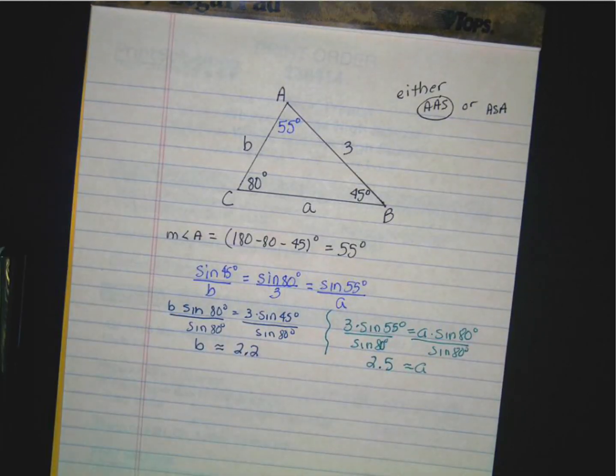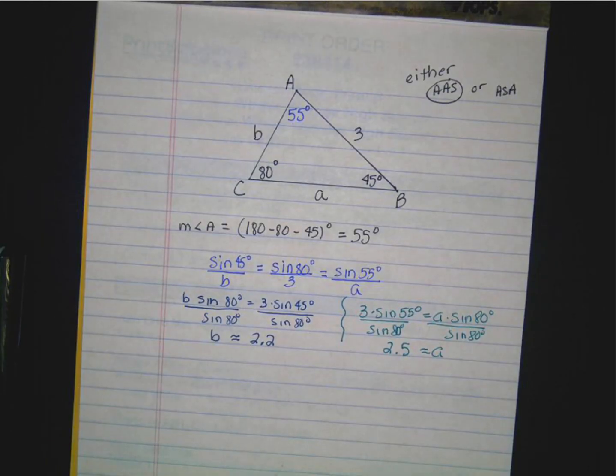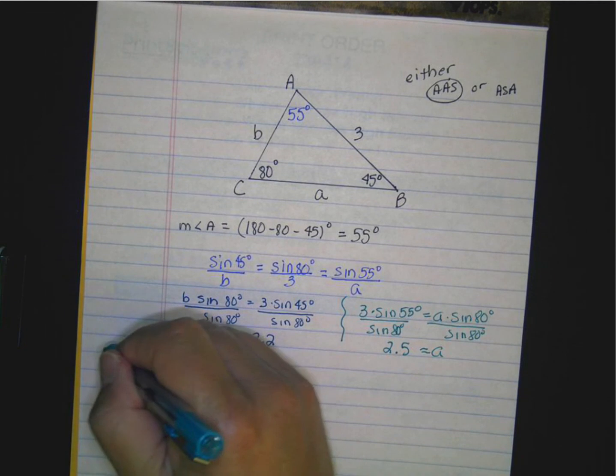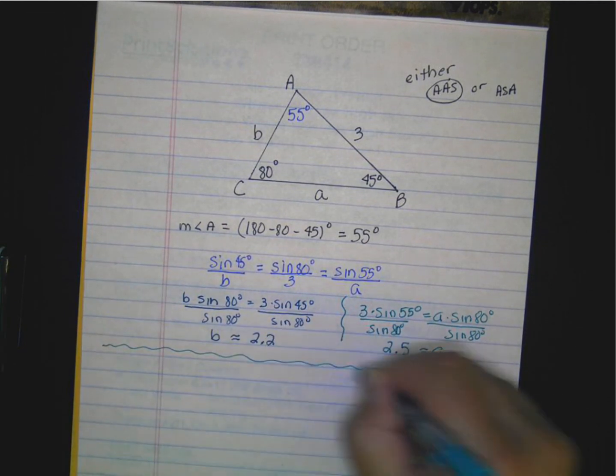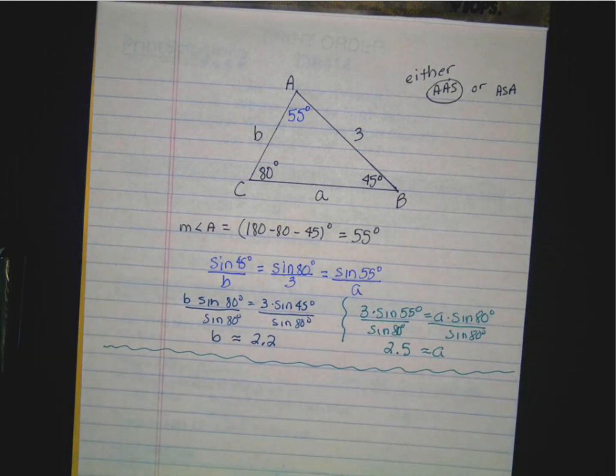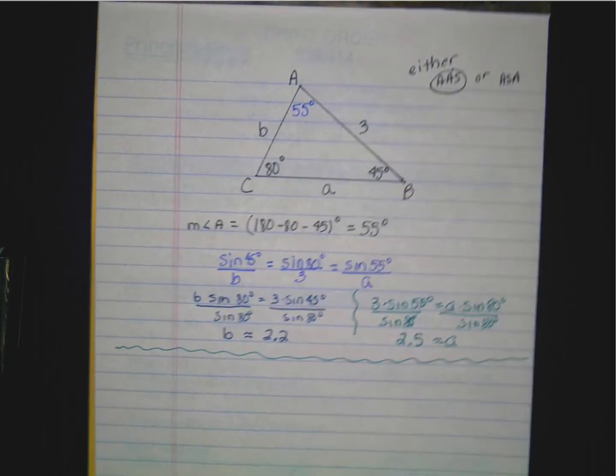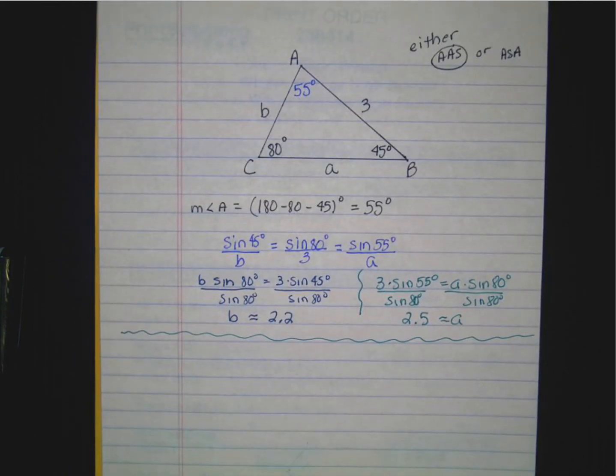Okay? So that's all we're going to do for this lesson. The next lesson is going to consider the SSA. The SSA is called the ambiguous case because you can run into trouble. You can have one or two triangles possible and sometimes no triangle possible. So we'll look at that next lesson.